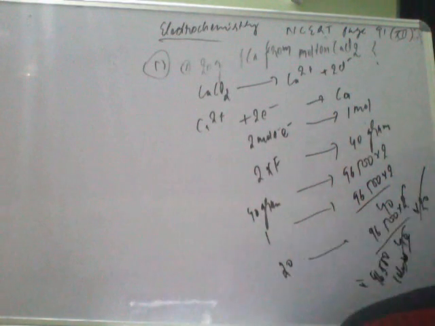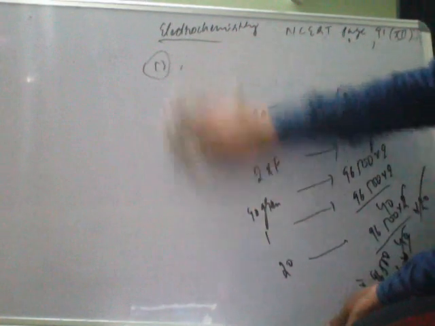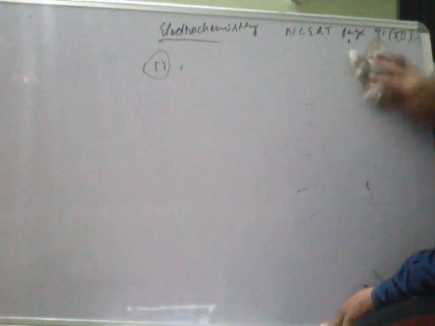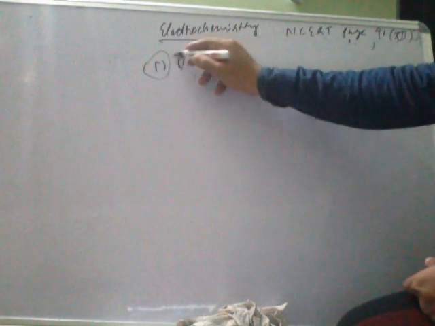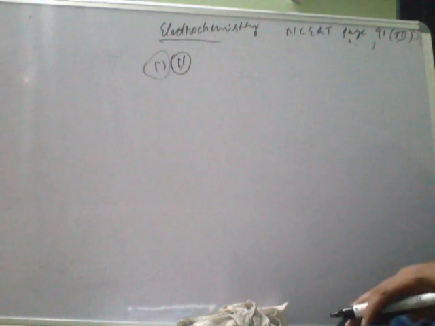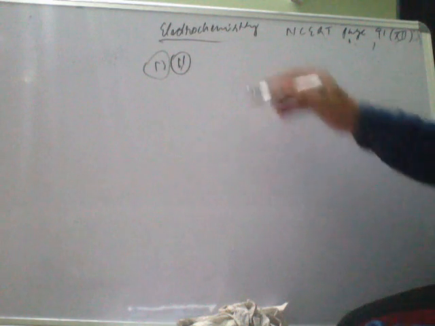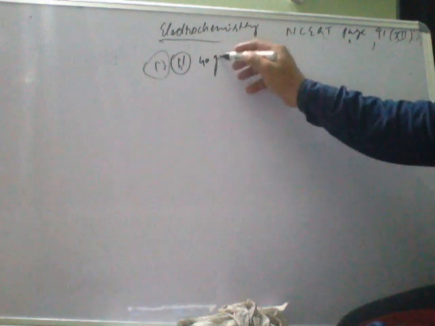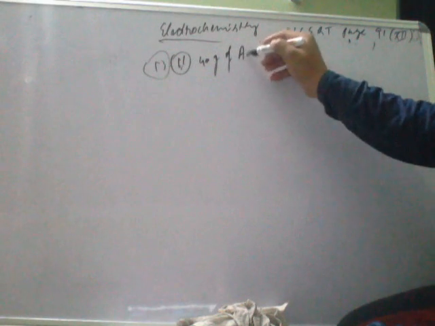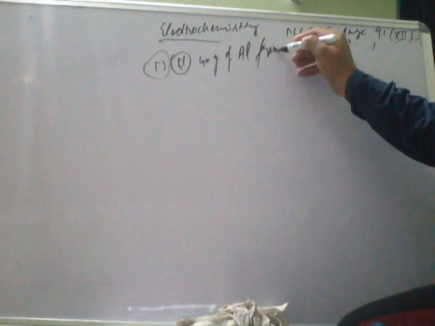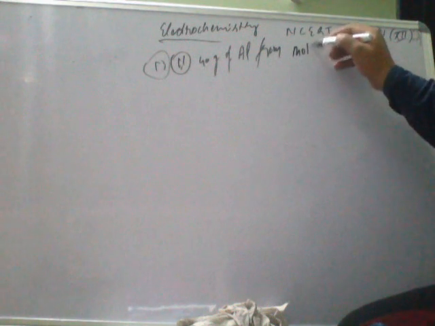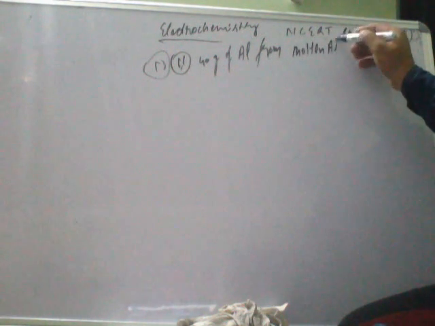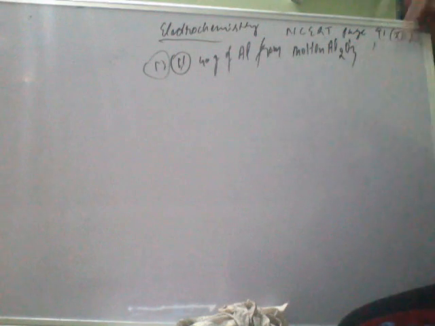Now come to the second question, 13 second. These are simplistic questions, not very tough questions, coming from this topic only. What is 13 second? 40 gram of aluminum from molten Al2O3. We have to do this one.